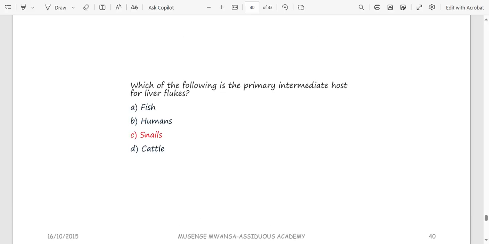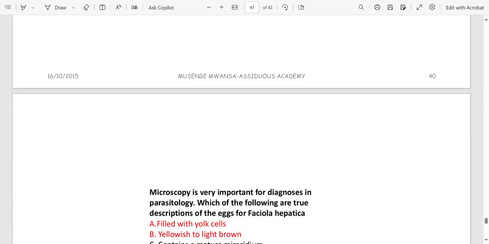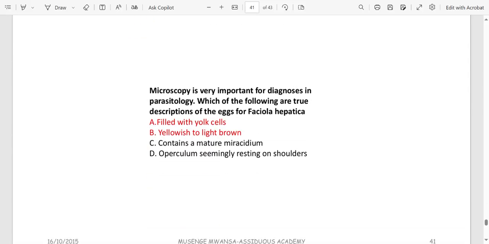Which of the following is the primary intermediate host for liver flukes? It's the snails, isn't it? You also have another intermediate host, which is the aquatic plants. Microscopy is very important for diagnosis in parasitology.